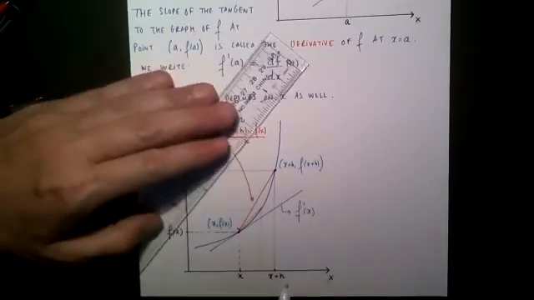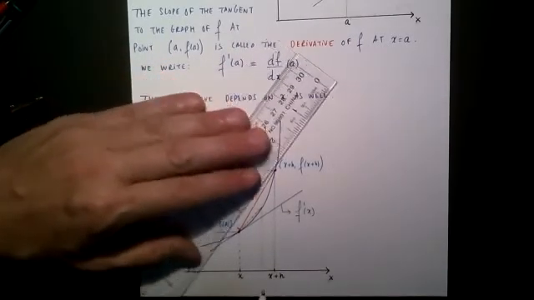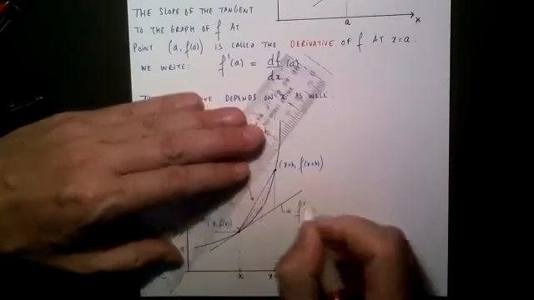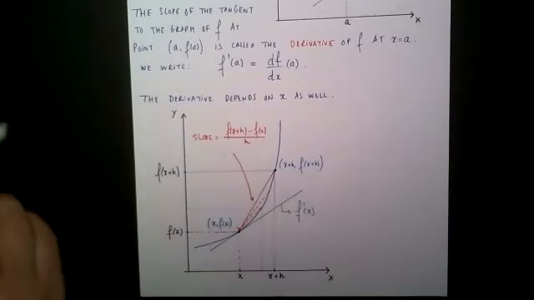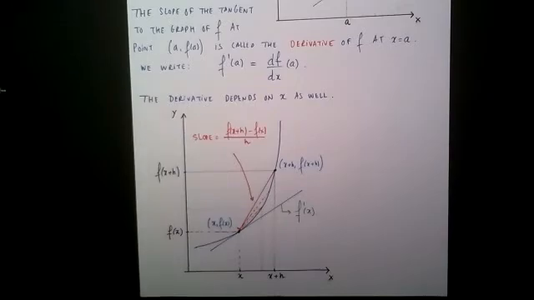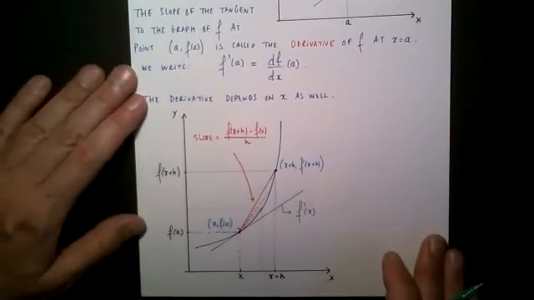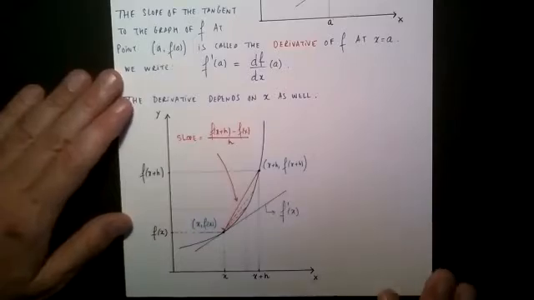So the closer the h is to 0, in other words, the closer x plus h is to x, you see that the closer the slope gets to the green line. Do you understand? If I don't hear any no, I'm assuming that you understand. So if you really don't understand, you have to tell me.